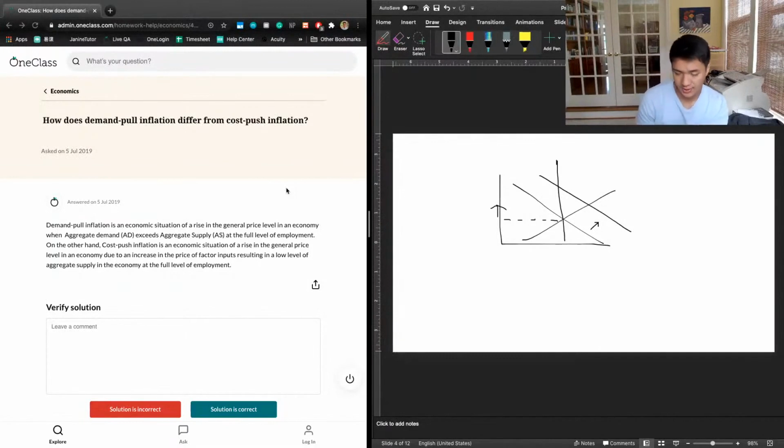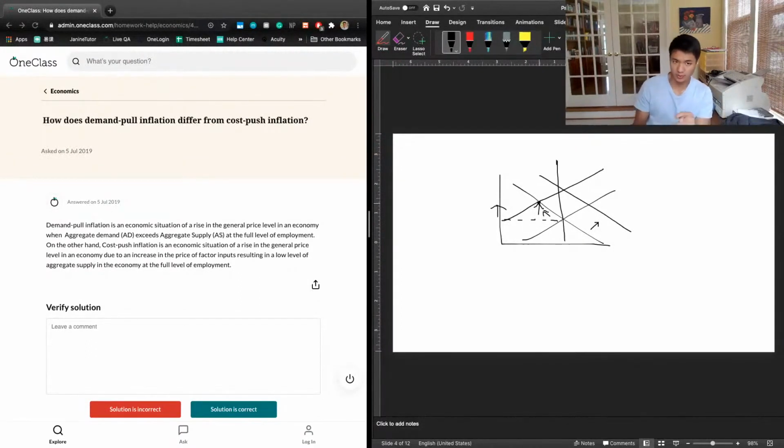Cost push inflation is saying that costs for inputs have gone up for suppliers, and therefore they're able to produce fewer goods. And so this is going to be a supply side inflation, and that's going to be a decrease in supply in this direction, right? And so if we want supply to decrease, this is what it's going to look like, and we see that there's also this price change over here, an increase in prices due to a shift in aggregate supply.